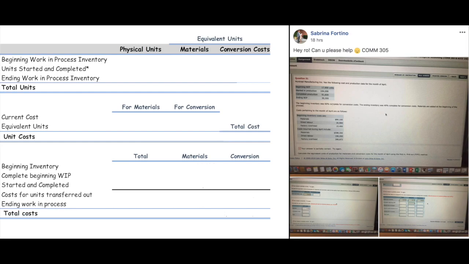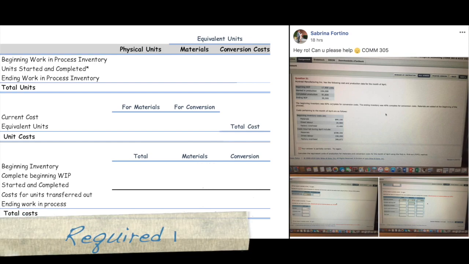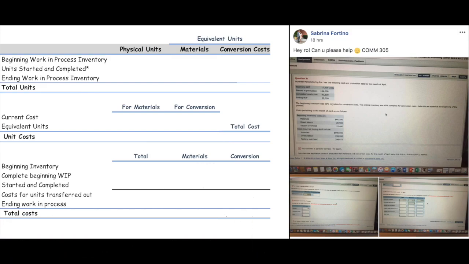Materials are added at the beginning of the process, and the costs pertaining to the month of April are as follows. So we're offered the material, direct labor, and factory overhead costs for our beginning inventory, and we're also offered the same categories for the current month. In required 1, we're hoping to calculate the equivalent units of production for materials and for conversion costs for the month of April using the first in, first out method.